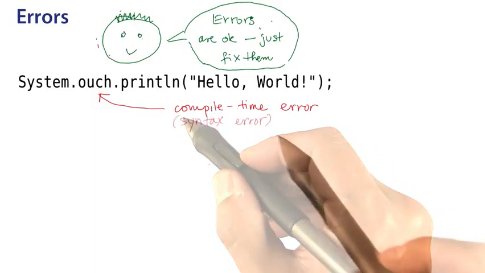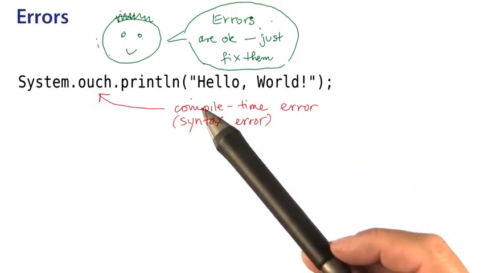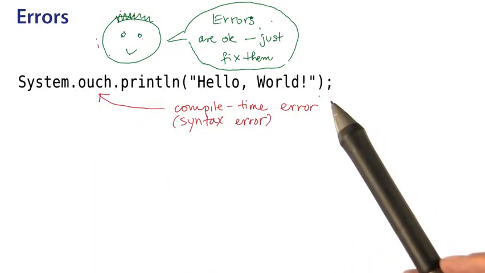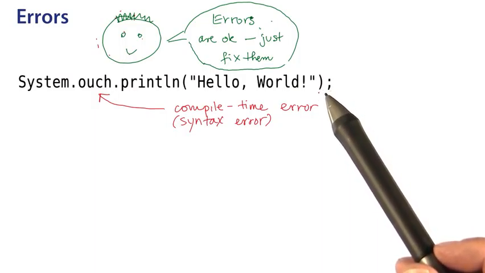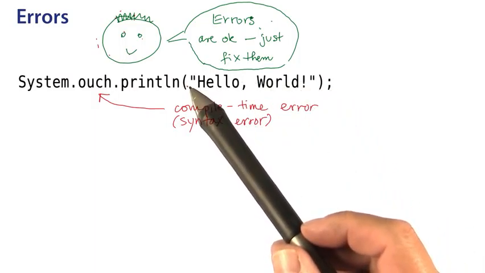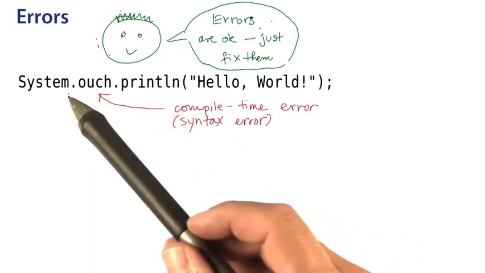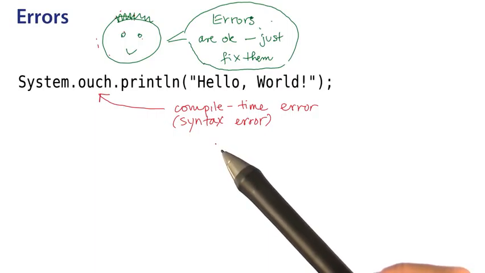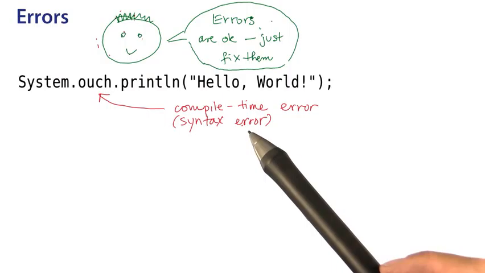Some people call it a syntax error because there's something wrong with the syntax of the statement here. As you can imagine, there are lots of syntax errors you could make. You might forget the semicolon. You might forget one of these quotation marks, or both. You might forget one of these dots. Anytime you do that, the compiler will complain, and you just fix that particular error and recompile. It happens to the best of us.